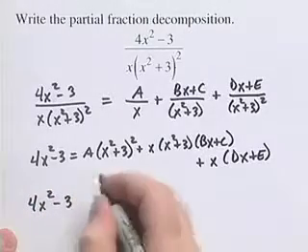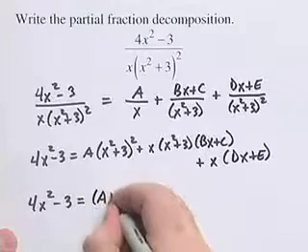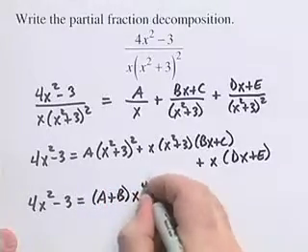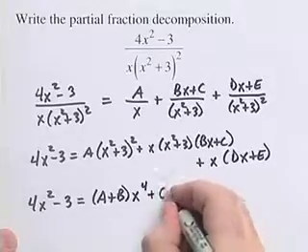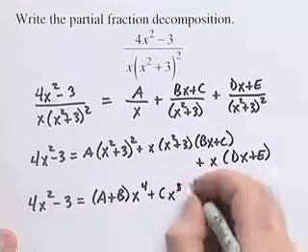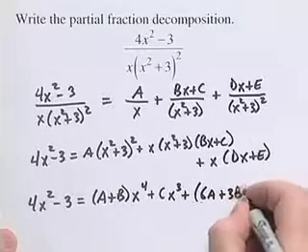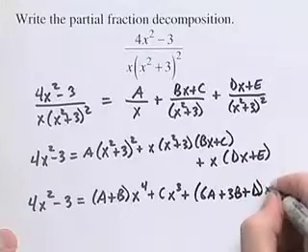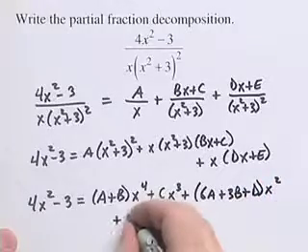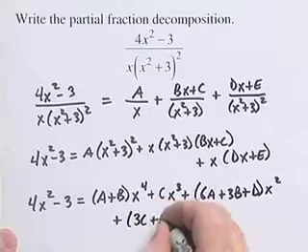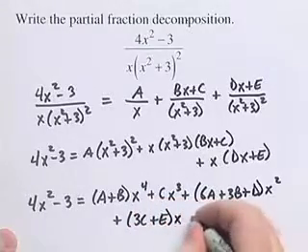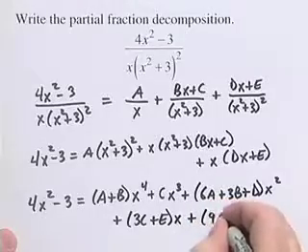4x squared minus 3 is equal to (a plus b) times x to the 4th, plus c x cubed, plus (6a plus 3b plus d) times x squared, plus (3c plus e) times x, and plus 9a, which would be our constant. Using the equation we've just written, we're going to equate the coefficients on either side of the equation to get a system of equations.